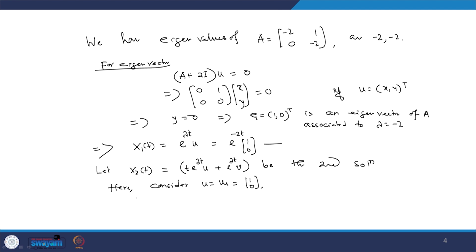Now again, if this is a solution of the differential equation x dash is equal to Ax, it must satisfy the equation. So dx2 by dt is equal to how much? I am getting e to the power lambda t into u plus lambda times t e to the power lambda t into u plus lambda times e to the power lambda t into v. Suppose this is the first one, then this must be equal to A into x2, that is t into e to the power lambda t into u plus e to the power lambda t into v, these two.